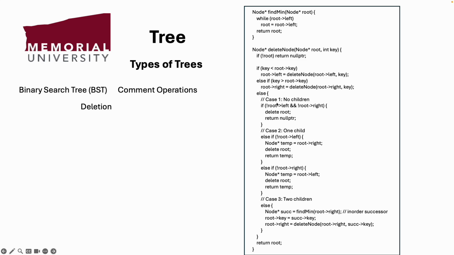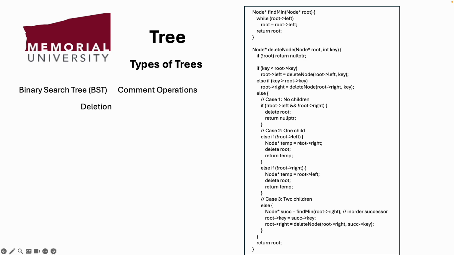we can find which case to apply for the scenario. First scenario, case 1: if the node has no children, we check whether they have a left child or right child or not. If they don't have any children, they just delete this root and return the null pointer. Then we check whether they have a left child or a right child, which means the one-child case.